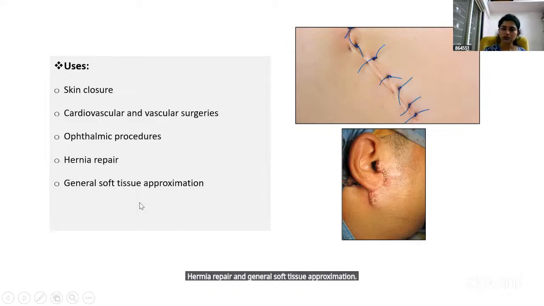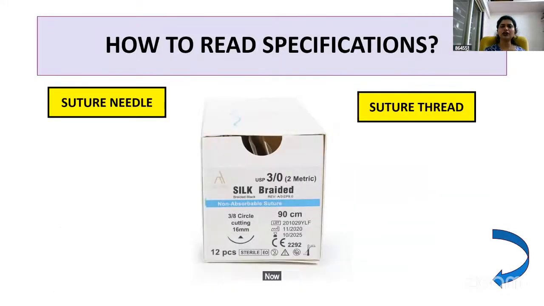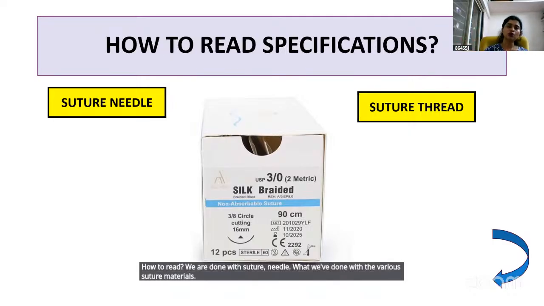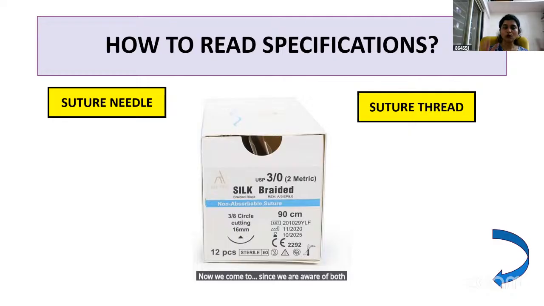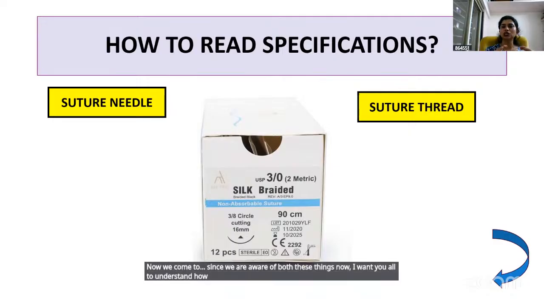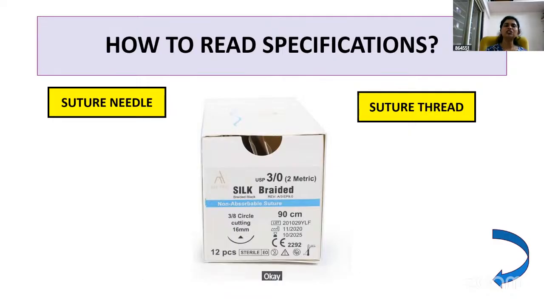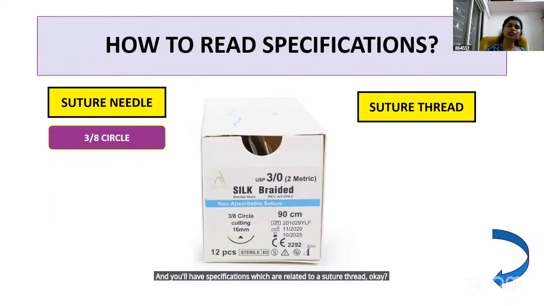Now another very important part that I want you all to understand: how to read a suture packet. We are done with the suture needle part, and we've done the various suture materials. Since we are aware of both these things now, I want you all to understand how to read a suture packet. You will have specifications related to a suture needle, and specifications related to a suture thread. Related to the suture needle, on this particular packet shown on the screen, we have certain specifications given.